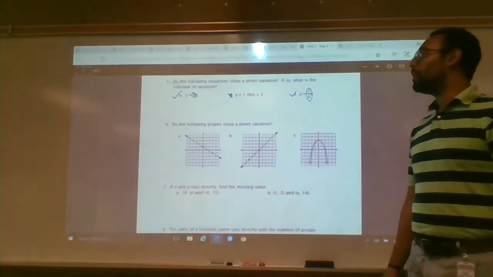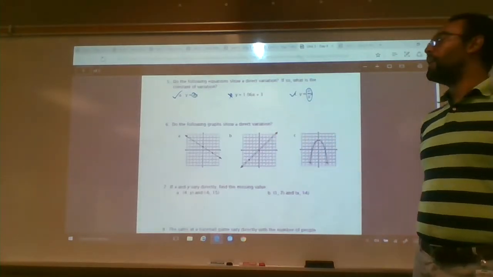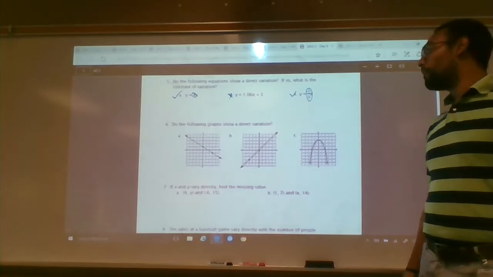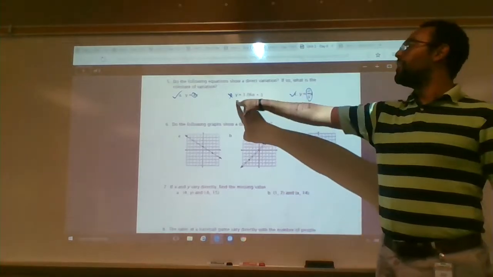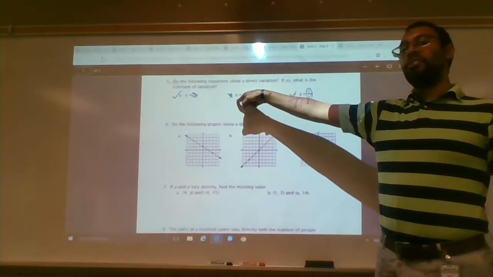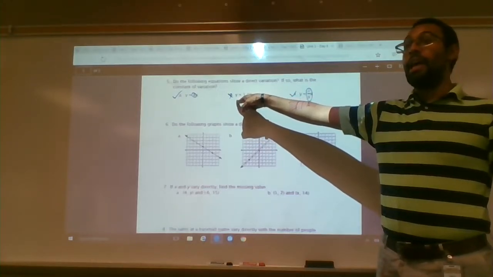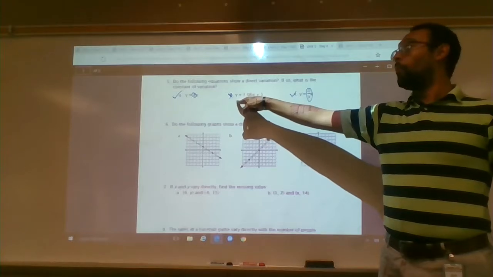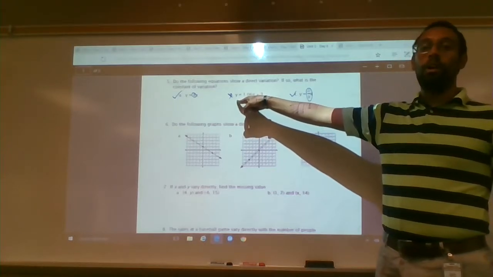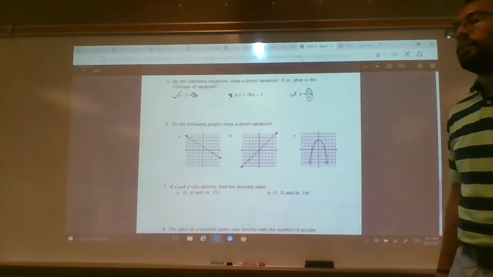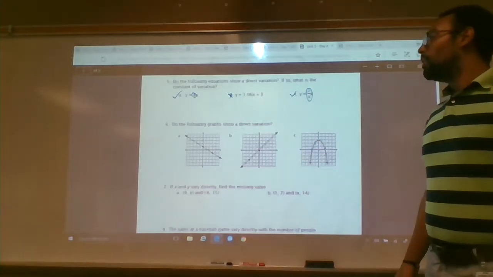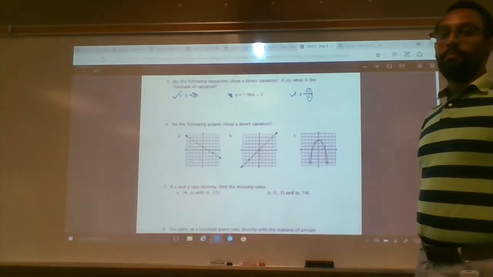I went through that really quickly, but I want you to just take a moment and think about whether I'm correct or not. And if this is indeed wrong, how would I fix it to be a direct variation? And then what would be the constant of variation or the constant of proportionality? So I will give you a moment to think about that.